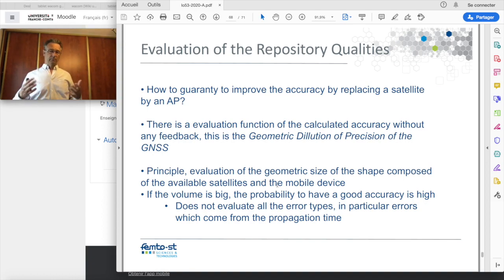So now, according to this scenario, how can we guarantee that we improve the accuracy of the satellites using these access points? There is also an evaluation function which is needed to have information about the quality of the precision, which is the geometric dilution of precision. Of course, the DOP does not include all of the types of errors inside the location calculation.